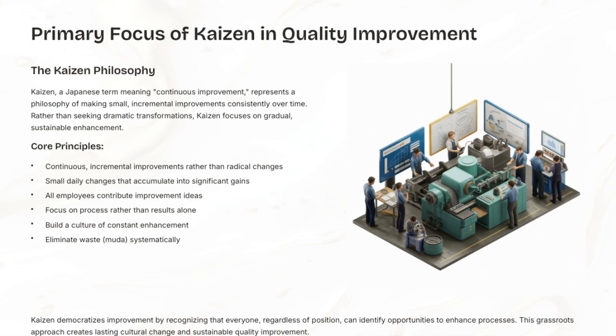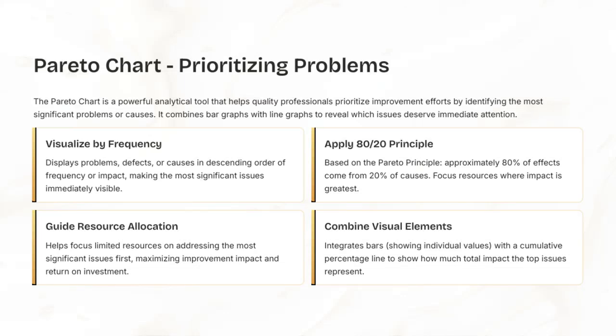Remember, small daily changes, when accumulated, lead to significant gains. Instead of radical overhauls, Kaizen emphasizes continuous, incremental improvements, small steps that add up to big progress. The core principle here is that Kaizen, which means continuous improvement in Japanese, is all about making small, consistent improvements over time. This philosophy isn't about quick fixes, it's about sustainable, gradual growth. The primary focus of Kaizen in quality improvement is engaging everyone in the process and fostering a mindset of ongoing enhancement. Now let's look at how the Pareto chart works.